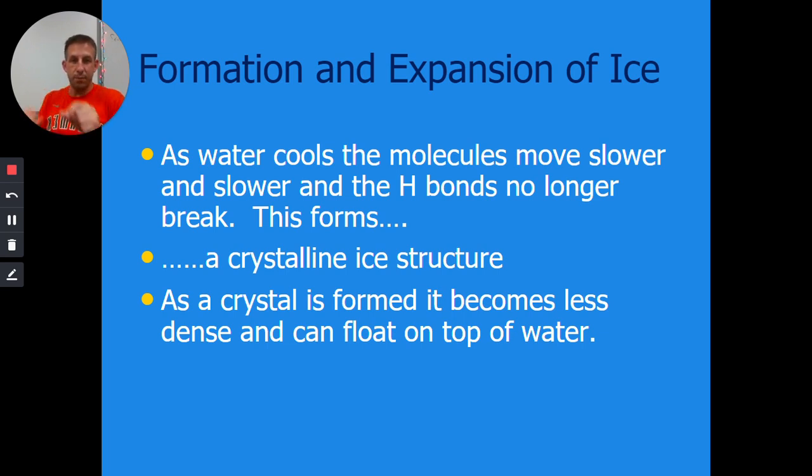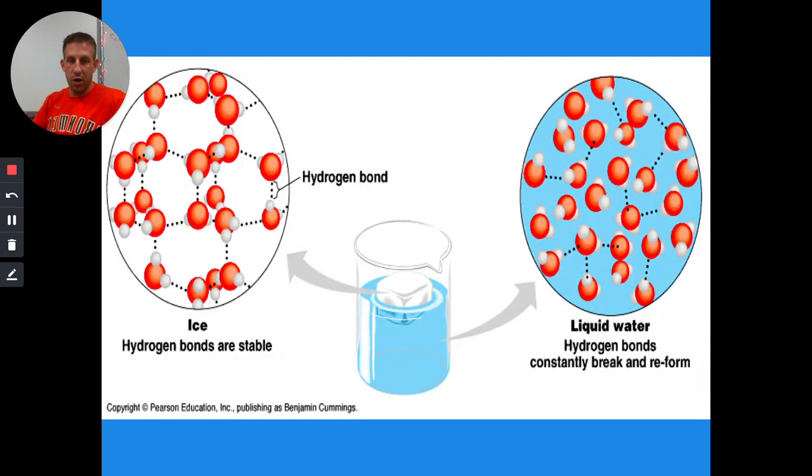So as an ice crystal forms, it becomes less dense. It can actually float on top of the water. And so that's what we see right here in this picture, is the liquid water over here and the solid water here, the ice on this one.